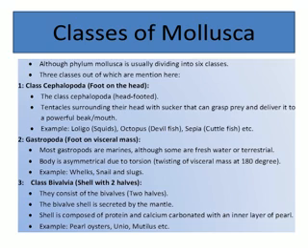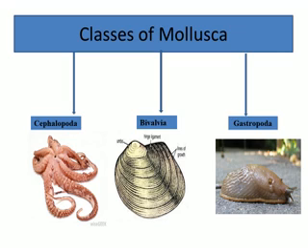Class Bivalvia, shell with 2 halves. They consist of 2 halves. The 2-half shell is secreted by the mantle, and that shell is composed of protein or organic matter, conchiolin, and calcium carbonate with an inner layer of pearl. Examples are pearl oyster, Unio, etc. This figure shows the classes of molluscans with examples.